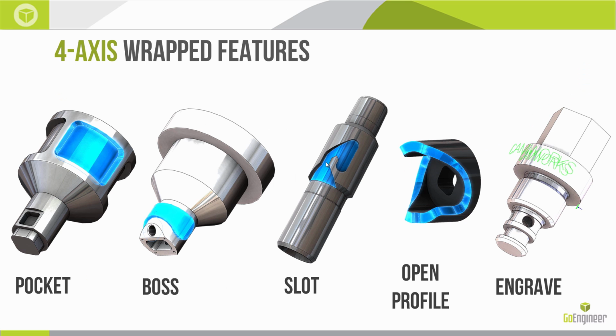fast. The types of wrap features that we can do are pretty similar to the 2.5 axis features. We can do pockets, bosses, slots, open profiles, and engraving. Notice on each one of these that the features are concentric to the rotary axis. That's the key thing for a wrap feature. And when you see that, that's a signifier that I can use a wrap feature to program this.